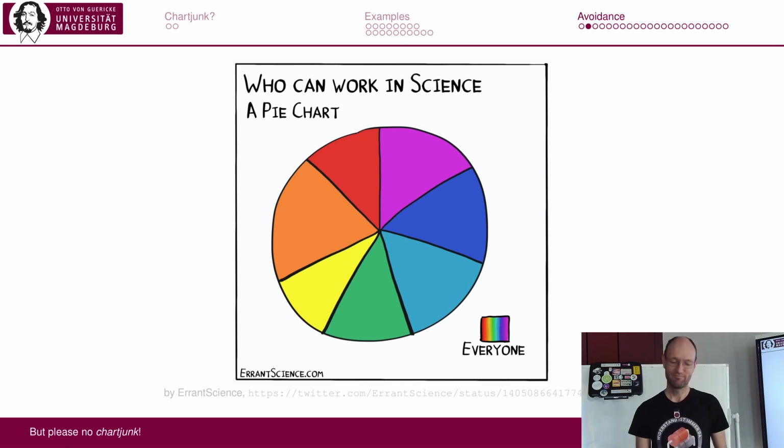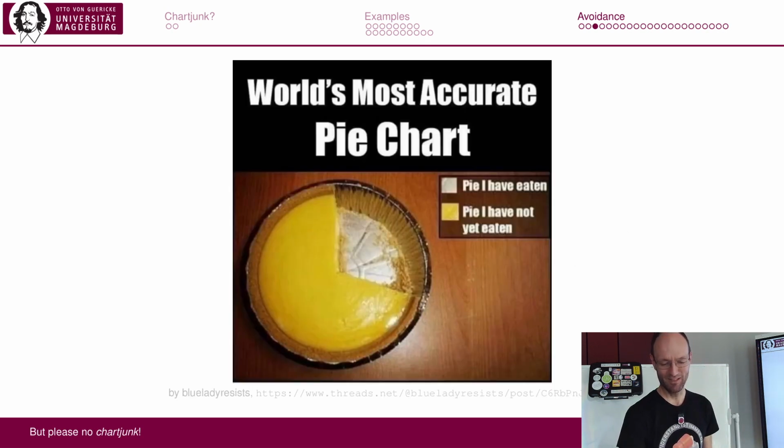Sometimes pie charts work, yeah. So who can work in science? Everyone. Also from Iran Science, a nice pie chart from them. I said sometimes pie charts make sense. If you have a pie and you want to show, okay, this percentage of the pie is still there, the other percentage already has been eaten, that makes sense.